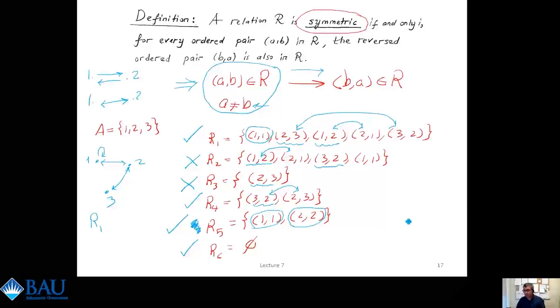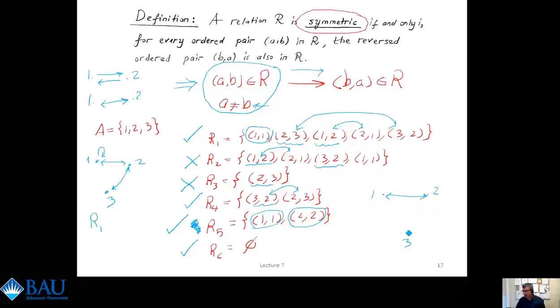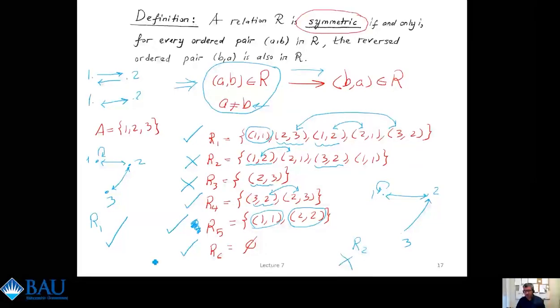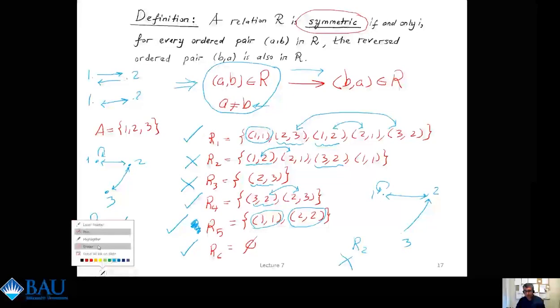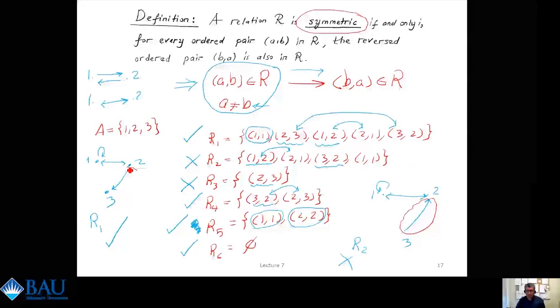Let us check R2. I want to write R2 on the right side. 1, 2, 3. We have a 1, 2. We have a 2, 1. We have a 3, 2. And also we have a 1, 1. R1 is reflexive, symmetric. R2 is not. Check why R2 is not. Because, look at it, we have an arrow which is just on one side. R1 is symmetric because all of the arrows are two-sided.